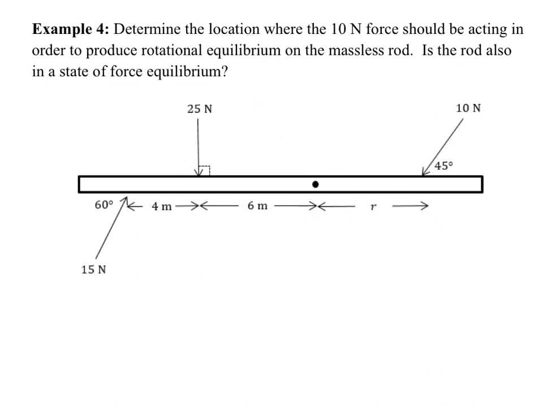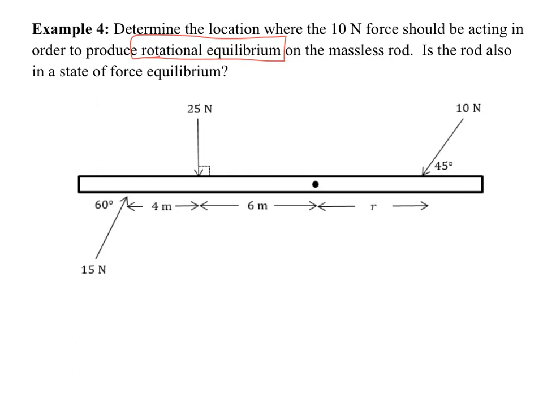So example 4 says to determine the location where the 10 Newton force should be acting in order to produce rotational equilibrium on the massless rod. So in this case, we don't know the value of R for the 10 Newton force. Then the follow-up question is, is the rod also in a state of force equilibrium? Well, we want to produce rotational equilibrium, which means that there is no net torque acting. The torques balance each other.